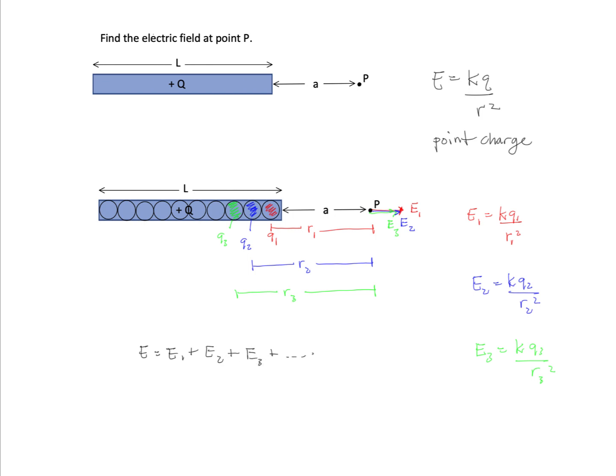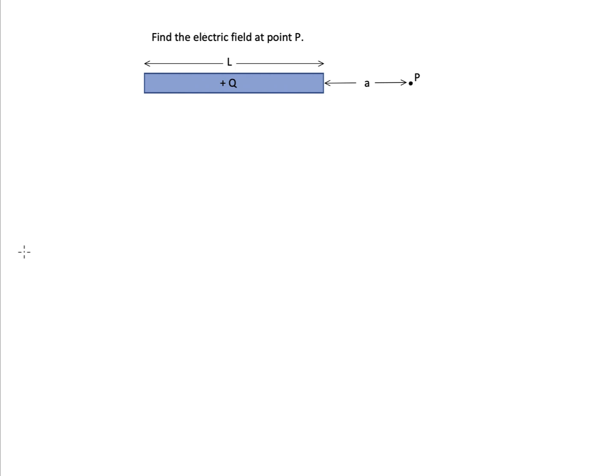To get a more accurate answer, though, our little bits of charge have to be much, much smaller. In fact, they need to be infinitesimally small. And just like Q1 created E1, any little tiny bit of charge is going to create a tiny electric field at point P. And if we summed up all of those tiny contributions, we could find the electric field. So what does that process of summing up tiny little bits remind you of? Integration.